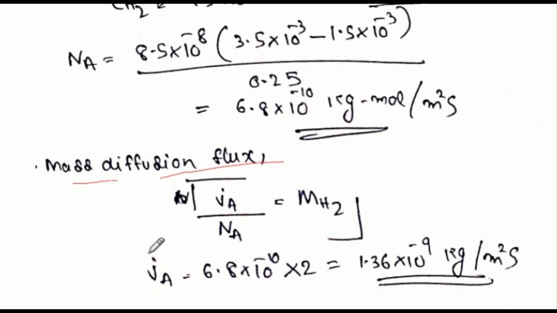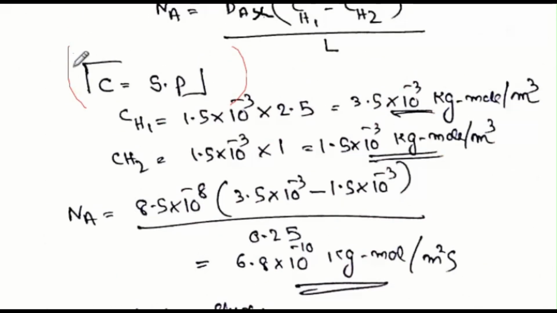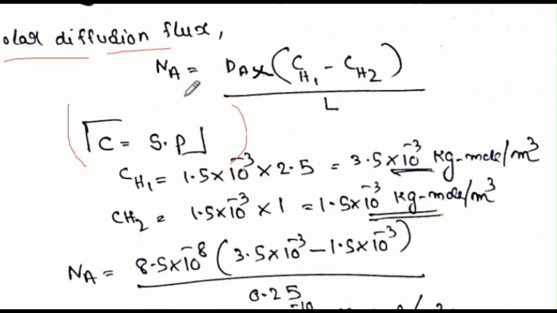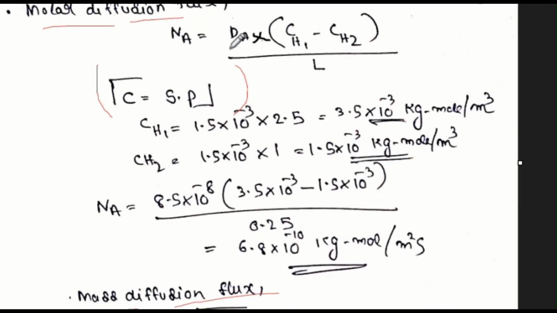So now we have the mass diffusion flux. I call the mass diffusion flux small j. You can call it by any letter. The only thing you have to check is whether the equation is correct. It doesn't matter what symbol you use to represent it. So the mass diffusion flux will be 1.36 into 10 raised to minus 9 kilogram per meter square second. We have to memorize certain relations; that's the only way to solve this problem. First of all, you need to know the relation between concentration, solubility, and pressure, and the equation of molar diffusion flux. This is the way to solve this type of problem. Thank you.